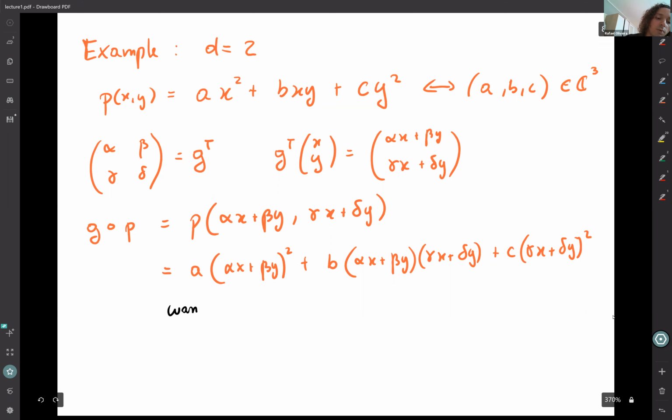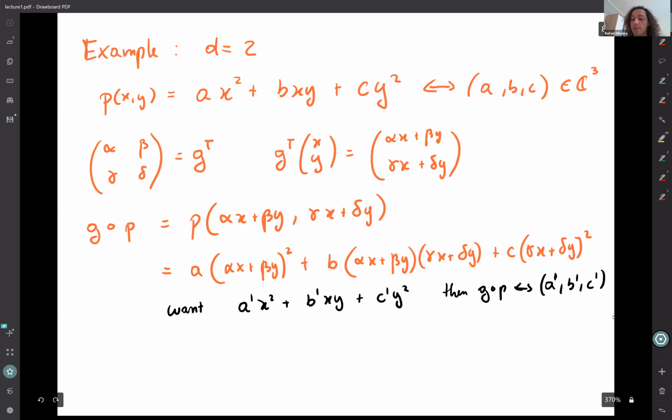Now, we want to rewrite this as A prime x squared plus B prime xy plus C prime y squared, because this is the new image, right? Because then we have that G P will be associated to, instead of A, B, C, we'll have A prime, B prime, C prime. Now let's see what these A prime, B prime, and C prime will become.